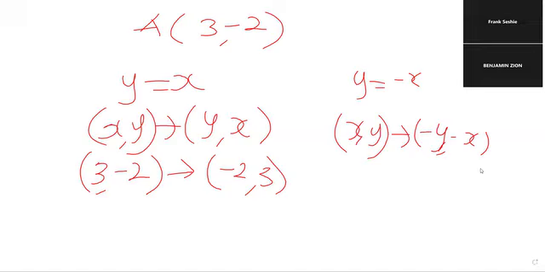But if I'm reflecting in the line y equals -x, then (x, y) becomes (-y, -x). So (3, 2) should be negative of the y. So that's negative, -2, and that's 2. And then -3. So our answer is (-2, -3). And that ends it. Are we okay?